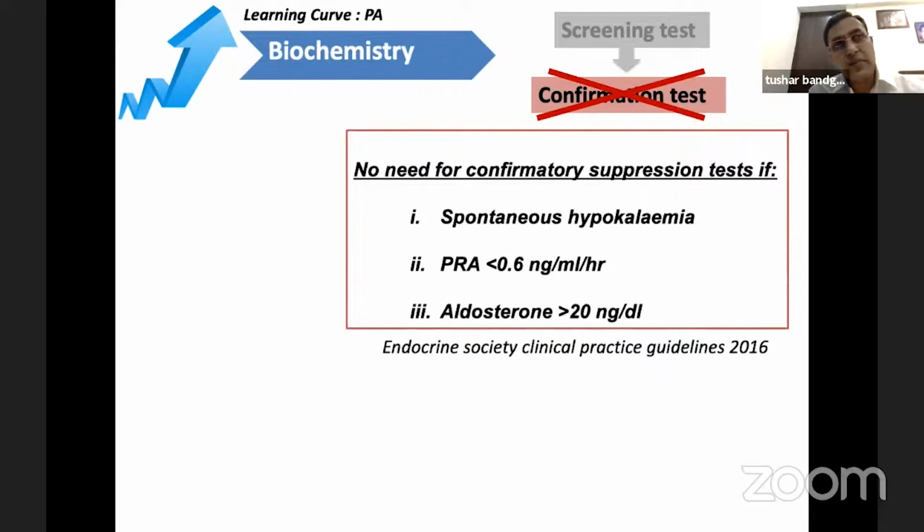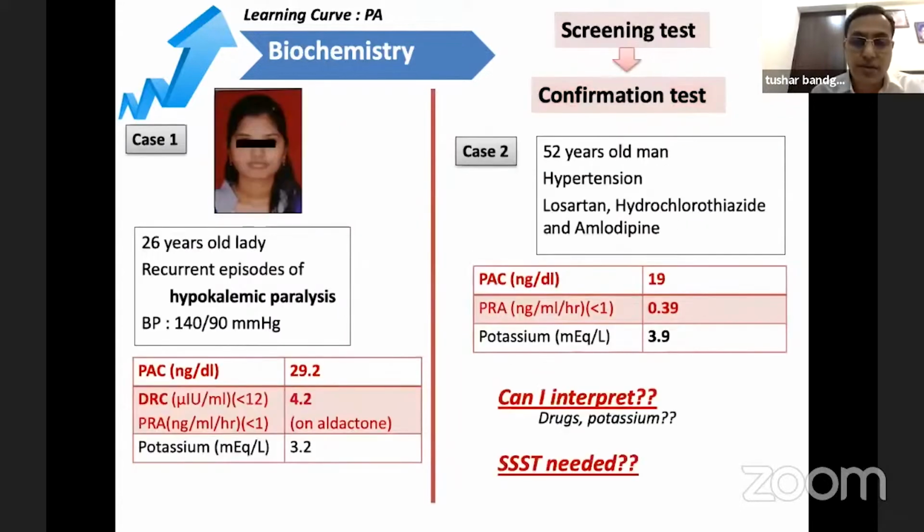They think that a confirmation test may not be required if there is very strong clinical evidence of a severe kind of presentation where there is hypokalemia. If PRA is suppressed and aldosterone level is more than 20, then you don't require any confirmation test. Even if one test is done, you can go ahead and start treating the patient.